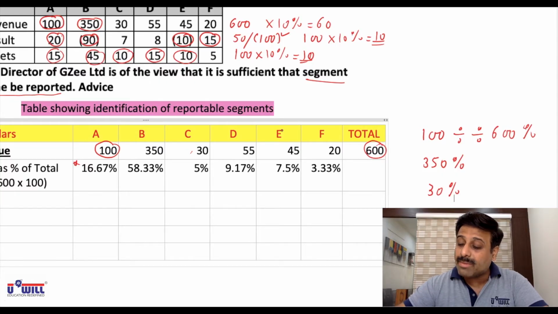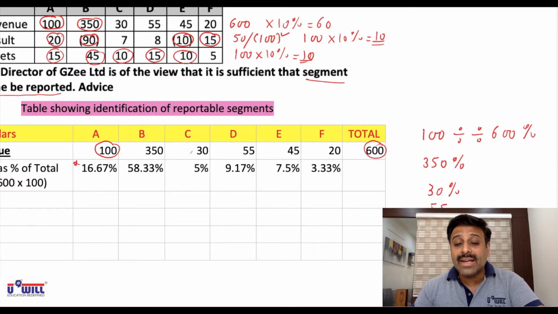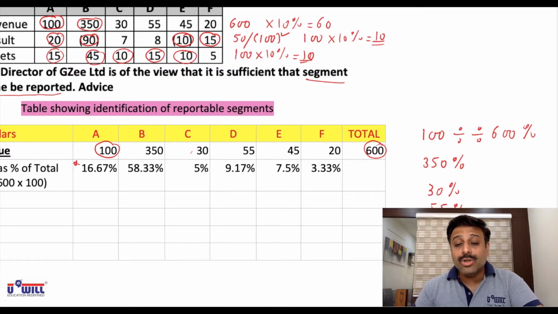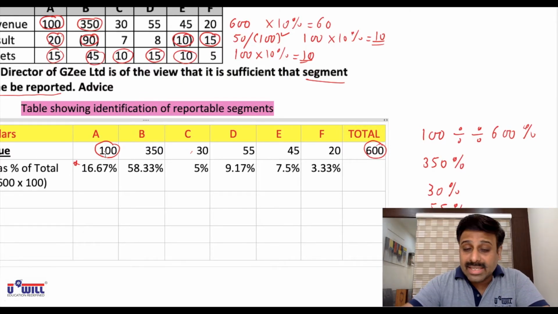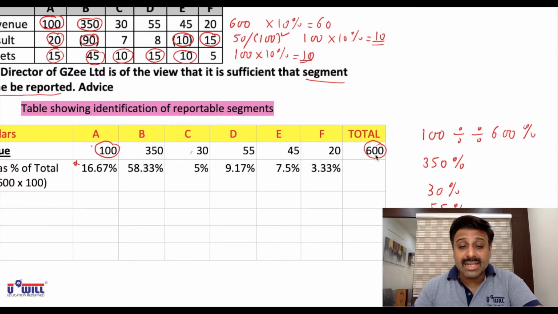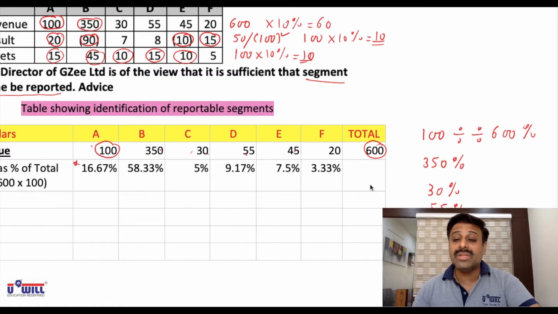Directly press 55 and percentage. Do you get 9.17 or not? Directly press 45 and percentage. Do you get 7.5 or not? Directly press 20 and percentage. Do you get 3.33 or not? So this is the easier method. You can use the memory functions. I repeat. See this first figure, 100. Divide 2 times 600 and percent. Then directly 350%, 30%, 55%, 45%, 20%. Don't press any other key in between. Directly do it. Very easily you'll get all the percentages.